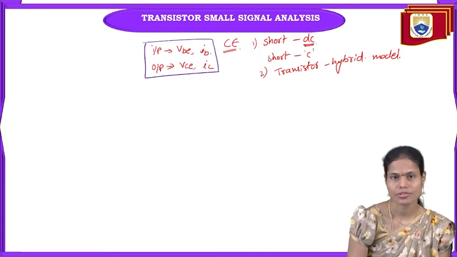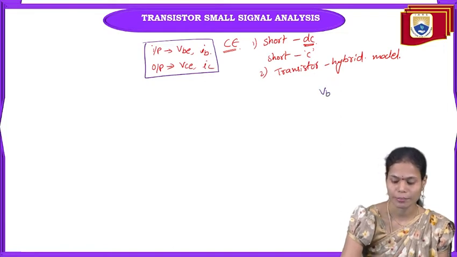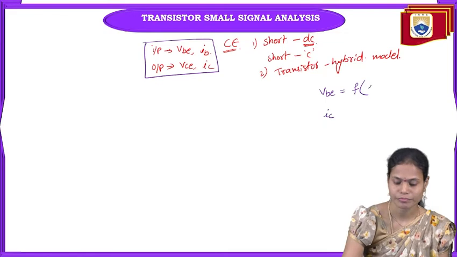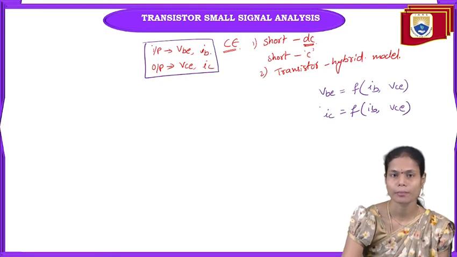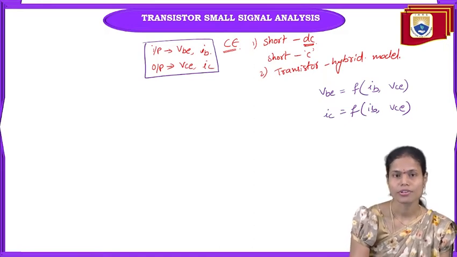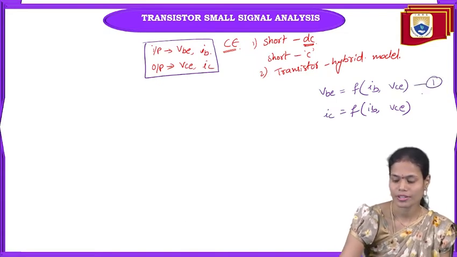To represent this common emitter transistor in terms of the hybrid model, I am representing these four parameters as dependent and independent parameters. Among these four, VBE and IC are the dependent parameters; VBE is a function of IB and VCE, and IC is also a function of IB and VCE. So VBE and IC are the dependent parameters, and IB and VCE are the independent parameters. If we represent it this way, we can form the H parameters required to draw the hybrid equivalent circuit. I am writing these as equations 1 and 2.